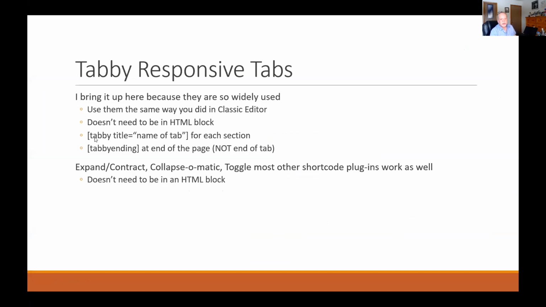For each section, you put within square brackets the shortcode Tabby space title equal and the name of your tab in quotes. And at the end of the page, not at the end of each tab, but at the end of the entire page, you put Tabby ending in square brackets. Other shortcodes, expand, contract, collapse-o-matic, toggle, print me, there are a million others, also work well in the block editor mode.